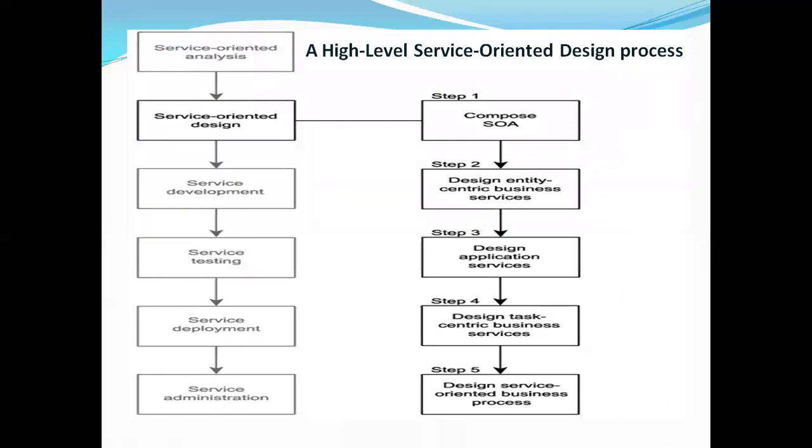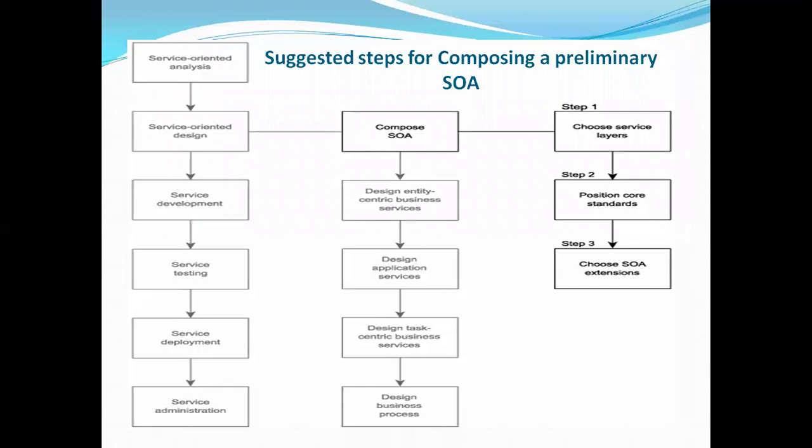In the previous lecture, we have seen that the web service design process is divided into 5 steps. These 5 steps are: compose service-oriented architecture, which we are covering now; then designing entity-centric business service; design application services; design the task-centric business service; and design the service-oriented business process. So today we are covering part 2 of compose SOA. The compose SOA is further divided into 3 different steps.